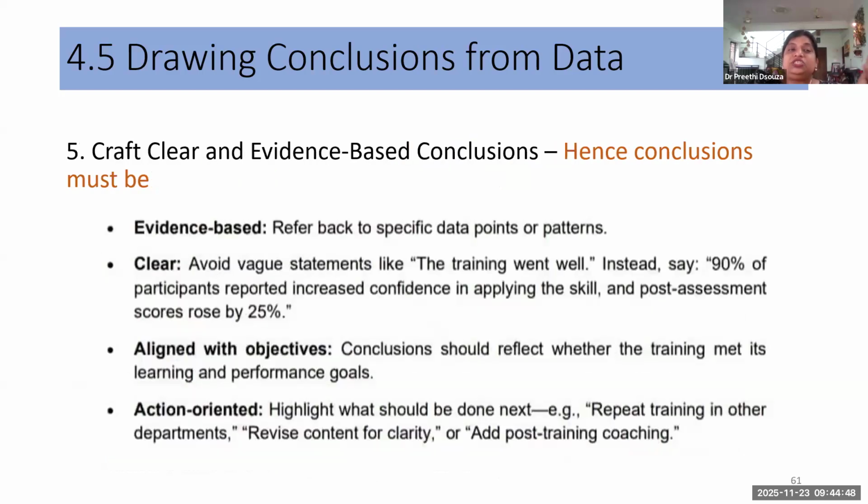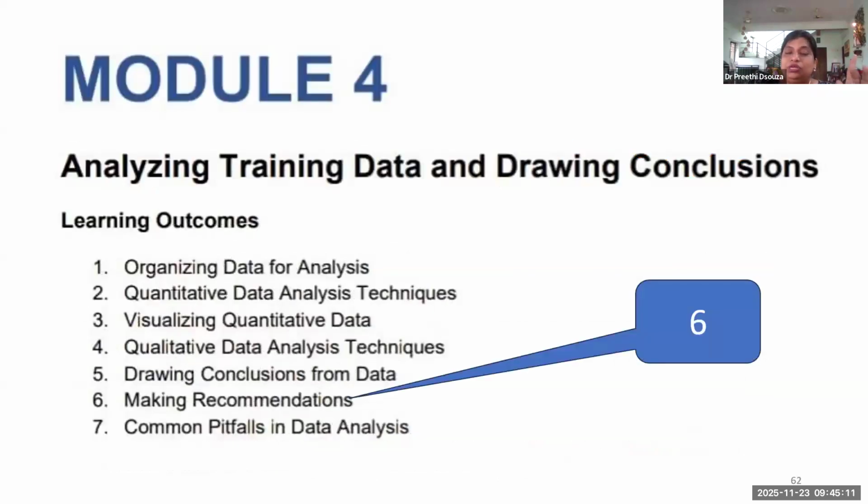Contextualizing. The next one is clear and evidence based conclusions. Every time when you're concluding the data that you've collected, your conclusion should be based on evidence. It should be very clear. It should be aligned with objectives. It should also have some action orientation. This is how you draw conclusions. Drawing conclusion is easy, but you need to be very, very specific when you're doing it, and you need to give a little bit of information towards your data.